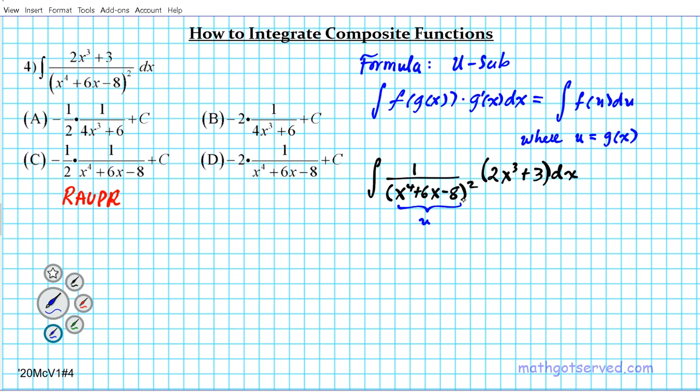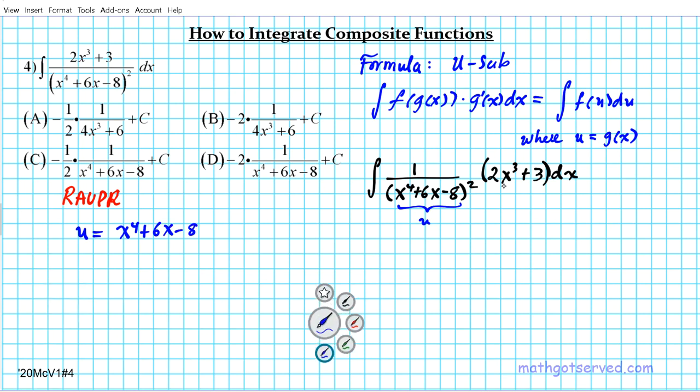Okay? So u is going to be, let's put it over here, u is going to be x to the 4th plus 6x minus 8. Now, if I differentiate this and end up with a multiple of this function here, I know for a certainty that u substitution is the way to go.